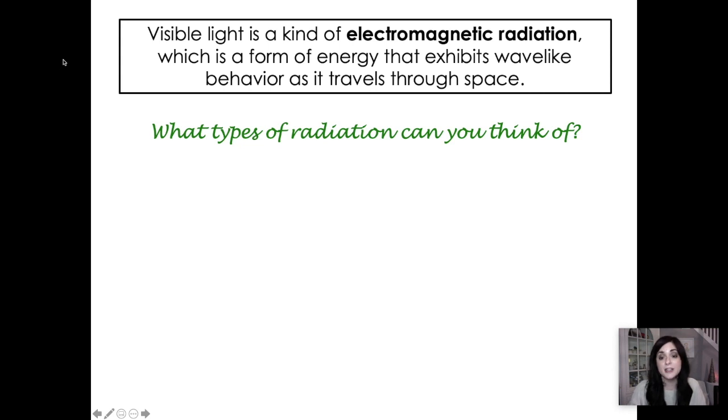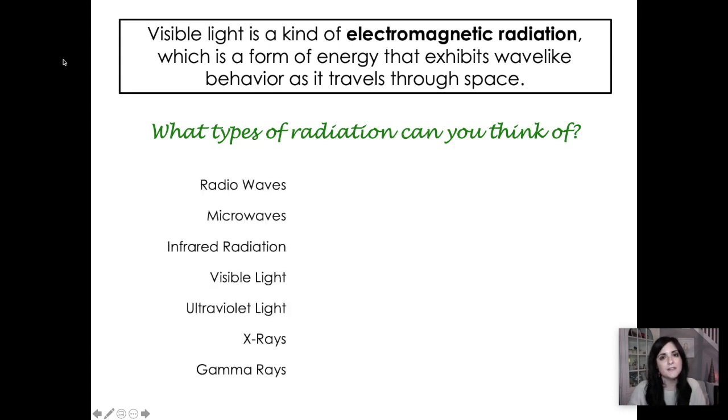Not a very good type of radiation, but it's definitely on our list. And in fact, there are 7 different types of radiation. So there are radio waves, microwaves, infrared radiation, visible light, ultraviolet, X-rays, and gamma rays. Those are your 7 very basic types of electromagnetic radiation.